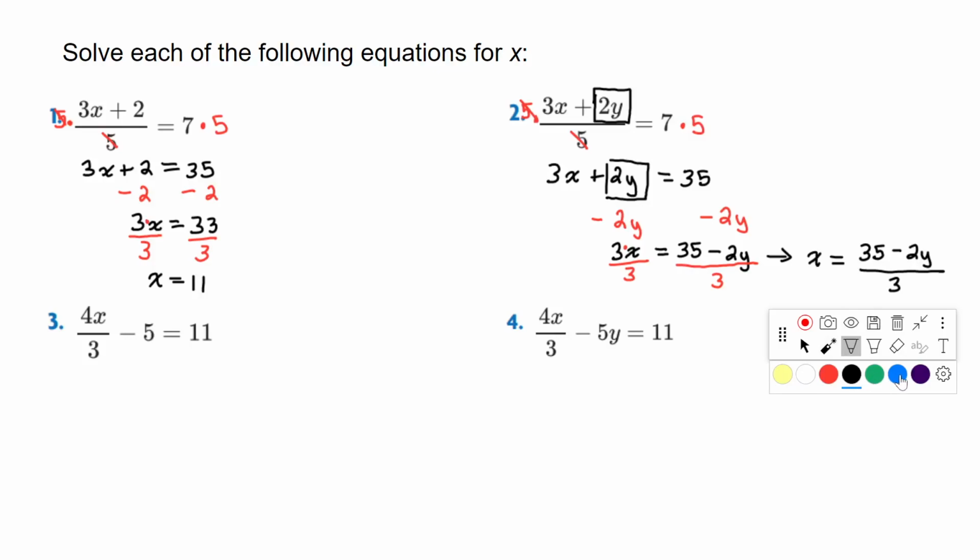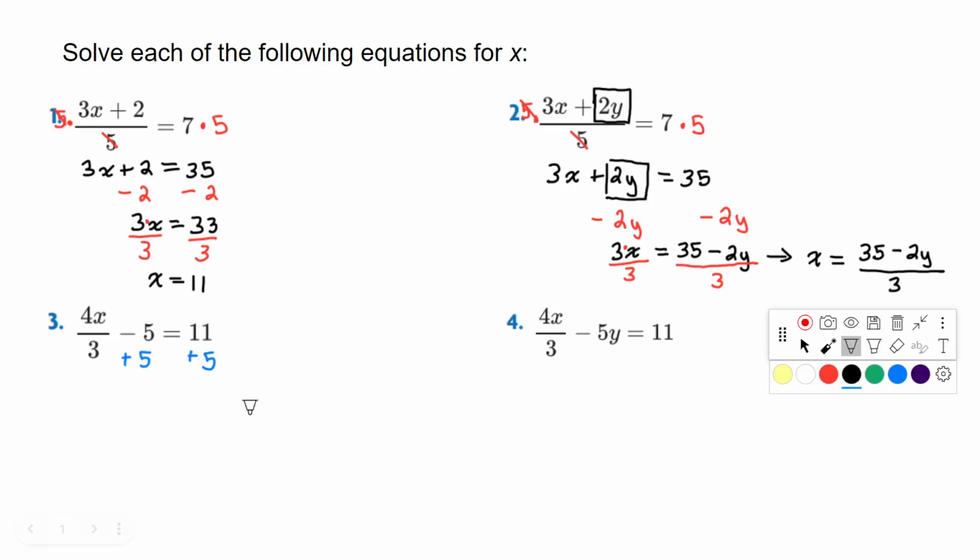Let's take a look at number 3. 4 times x is the first thing that's happening to x. And then dividing by 3 is the second thing. And then subtract 5 is the third thing before we get equals 11. So this subtract 5 is the first thing we want to undo. Addition is the inverse of subtraction, so I'm going to add 5 to both sides.